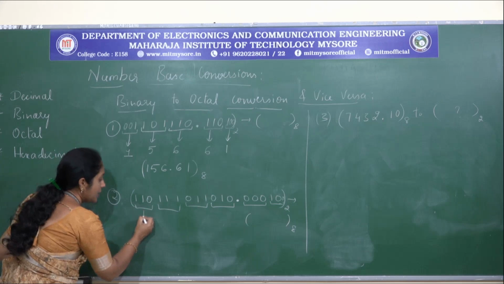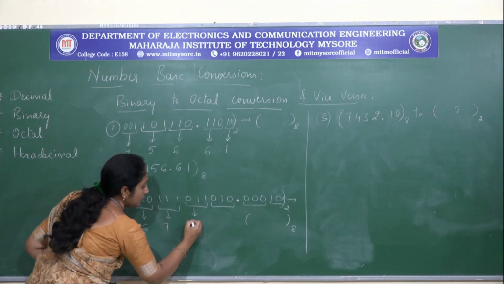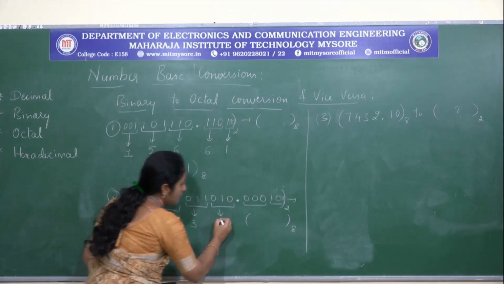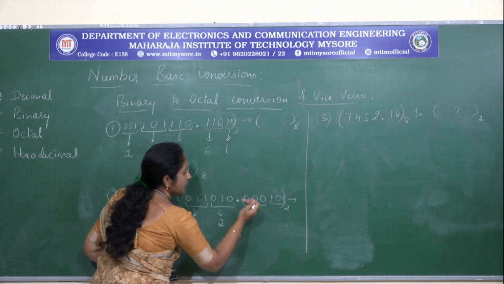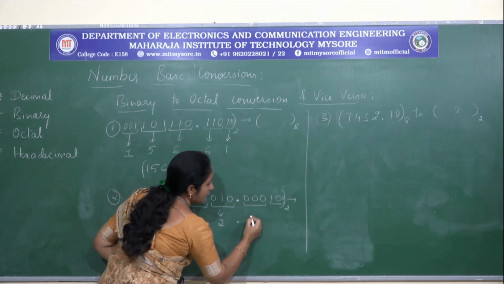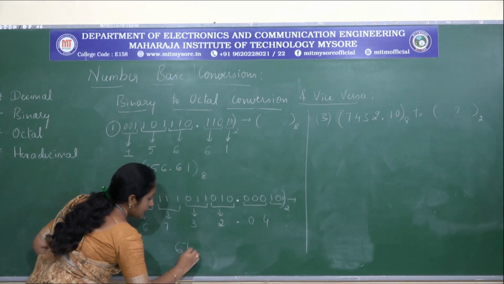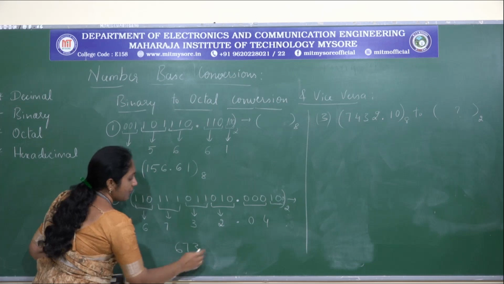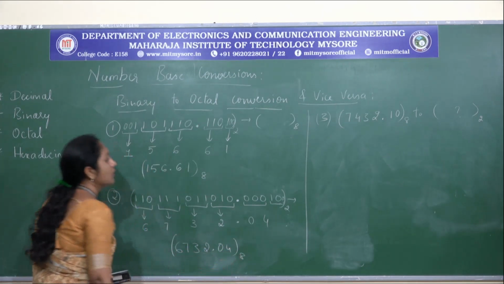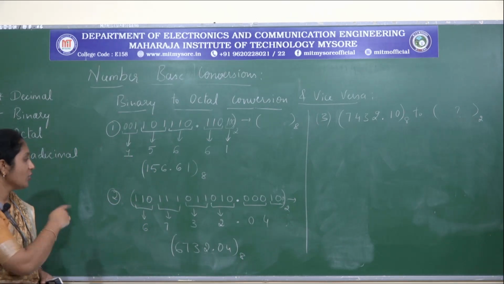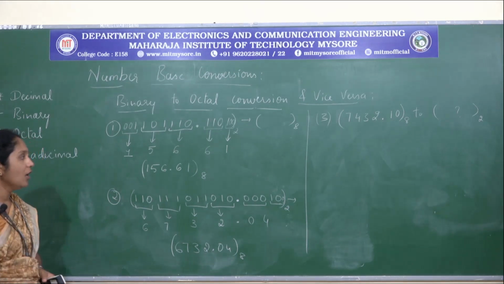Now let us write the equivalent. This is 6, 7, 3, 2. Here, after the point, 1 0 0 is 4. So its equivalent is 6 7 3 2 dot 0 4. So this is how we convert from binary to octal.